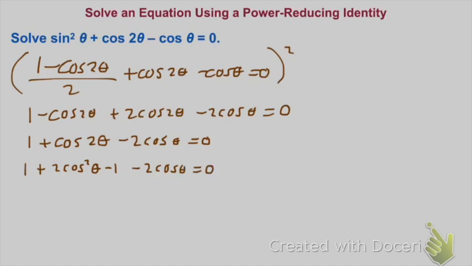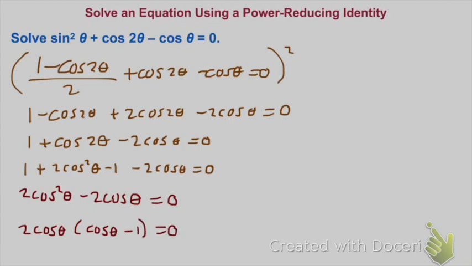I'm going to put this in standard form so it's easier to see how to factor it. We have 2 cosine squared theta minus 2 cosine theta equal to 0. Factor out 2 cosine theta. We're left with cosine theta minus 1. Set each factor equal to 0. So now we have 2 cosine theta equal to 0. We have cosine theta minus 1 equals 0.